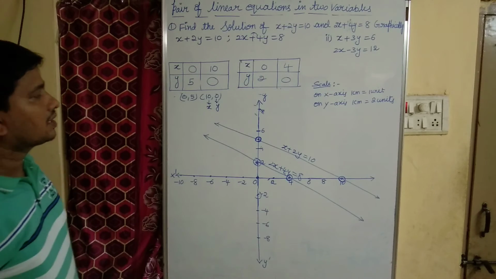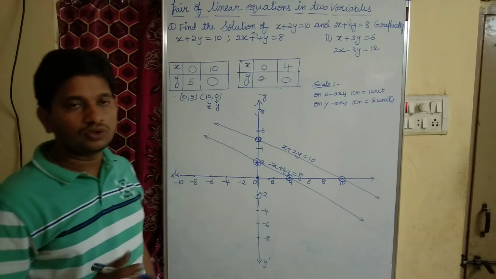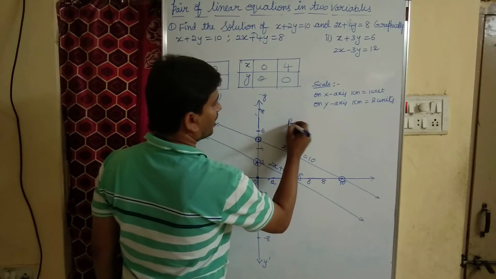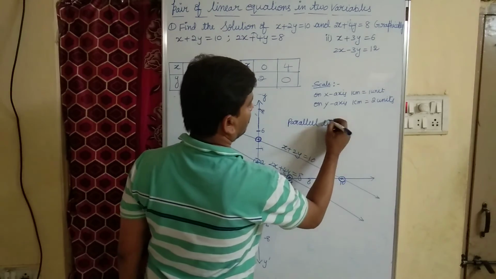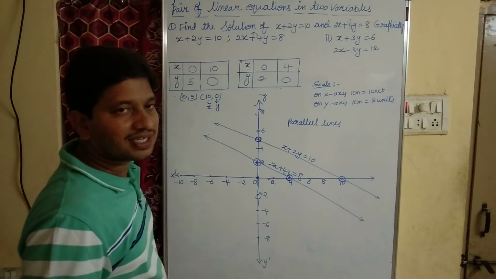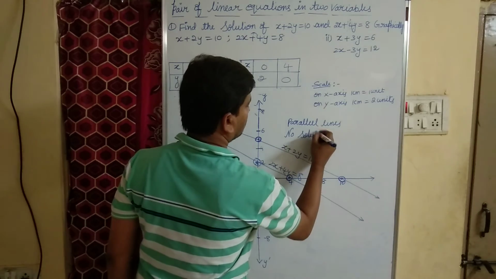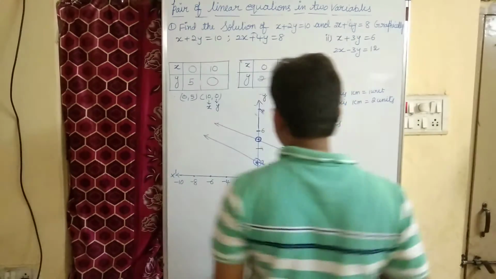If you observe the given system of equations, are they intersecting? No, they are not intersecting. Actually, they are parallel lines. Hence, they will not intersect at any point. There is no solution. No solution.